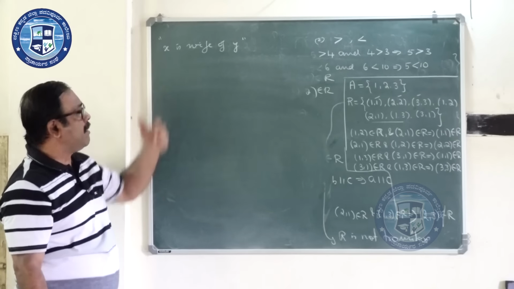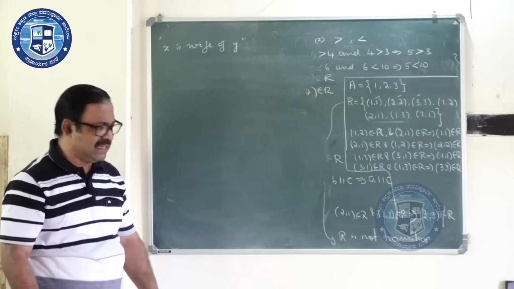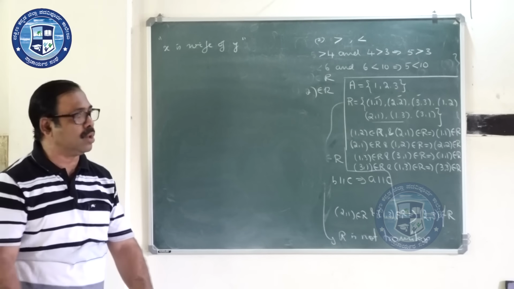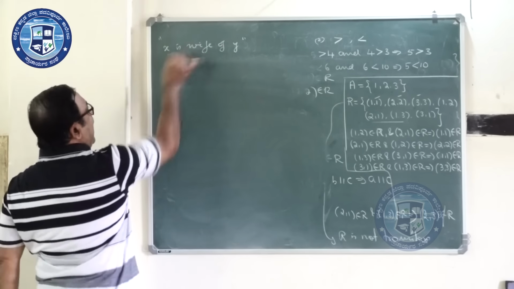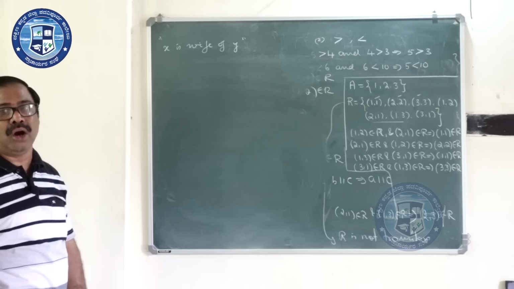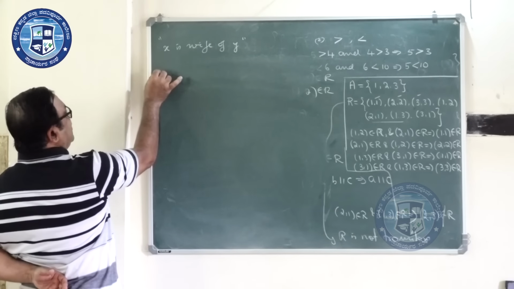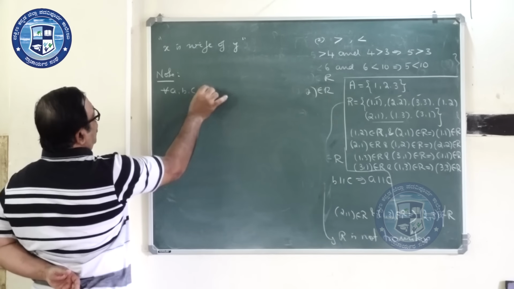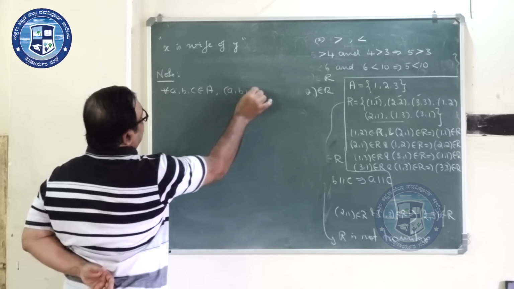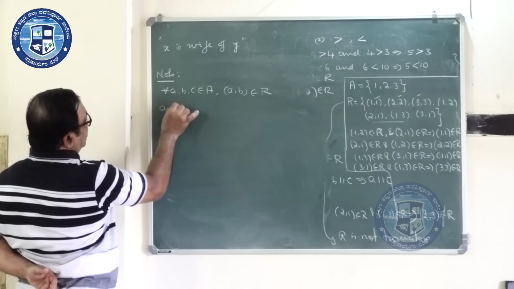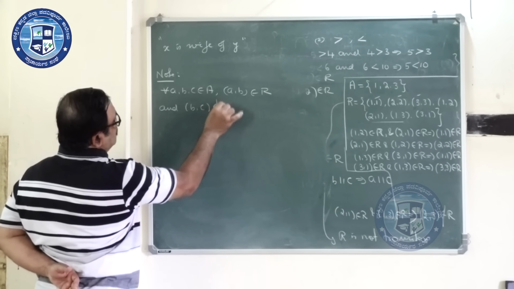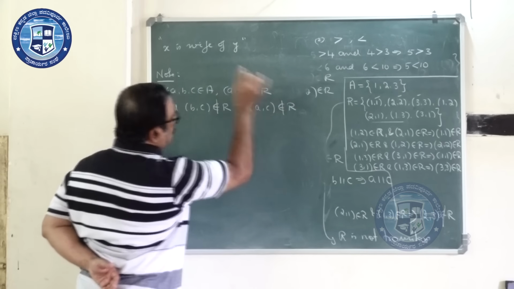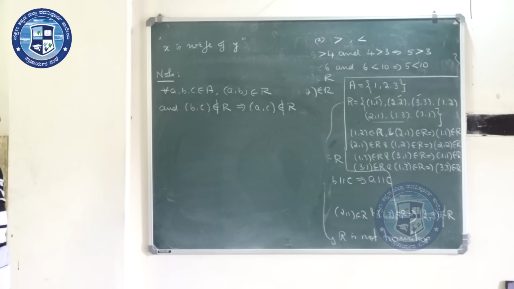See, now don't compare this with your general cases. X is wife of Y means Y is wife of X? No, it is wrong. Now, I can give you another definition for transitive. The other definition is, look at this: for all a, b, c belonging to A, (a, b) belongs to R and (b, c) does not belong to R, implies (a, c) does not belong to R. This is the other definition for transitive.